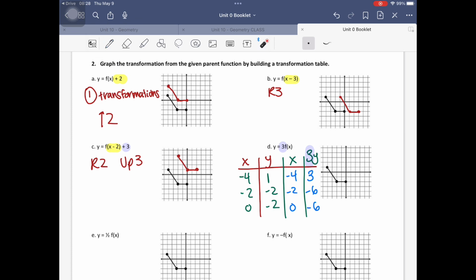Now, this right here is my new points. So I'm going to have negative 4, comma 3. Okay. Negative 2, negative 6. Ooh, it like comes right off the page. 0, 1, 2.